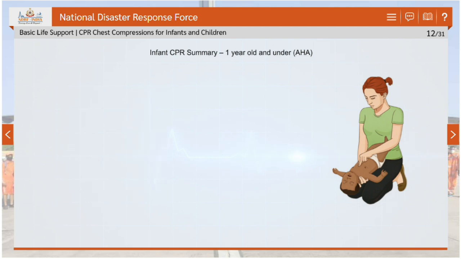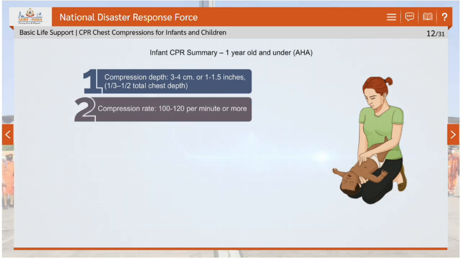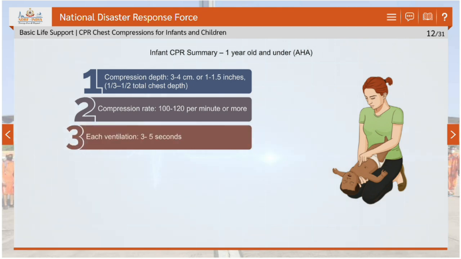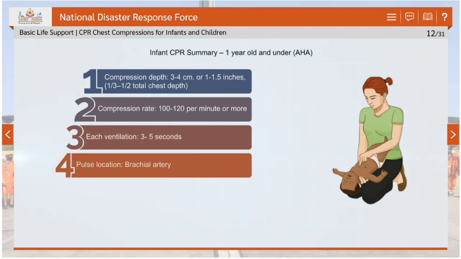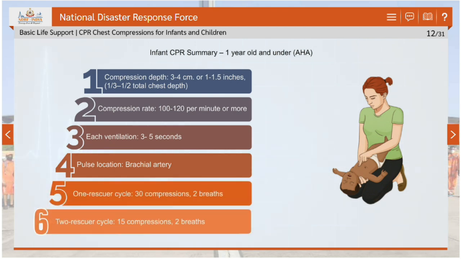Infant CPR Summary, 1 year old and under, American Heart Association. Compression depth, 3 to 4 centimeters, or 1 to 1.5 inches, 1/3 to 1/2 total chest depth. Compression rate, 100 to 120 per minute or more. Each ventilation, 3 to 5 seconds. Pulse location, brachial artery. 1 rescuer cycle, 30 compressions, 2 breaths. 2 rescuer cycle, 15 compressions, 2 breaths.